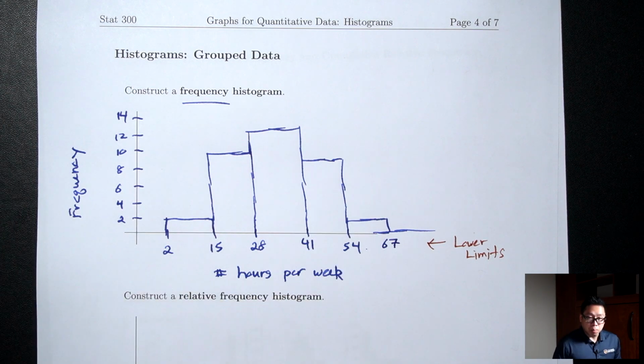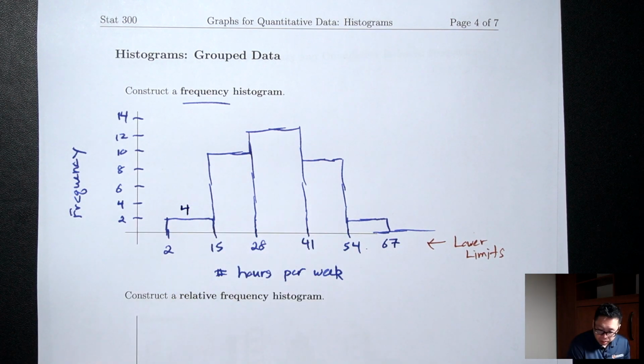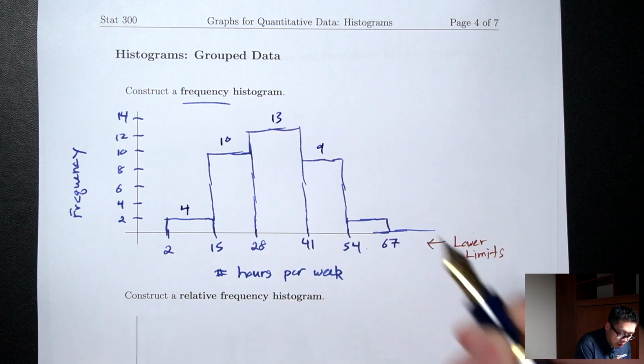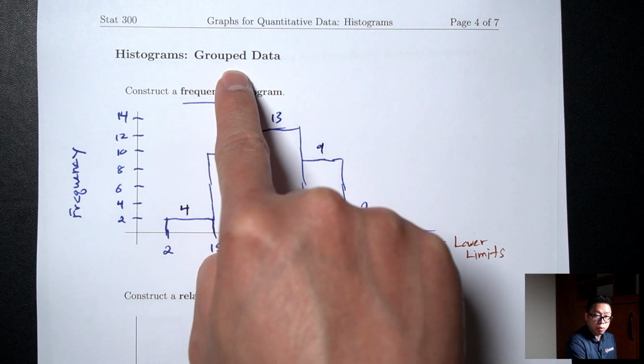Now let me label the bars just to help my reader figure out the height. The first one was a 4 frequency. Next one was a 10, 13, 9, and 2. And that's a frequency histogram for the second situation of group data.